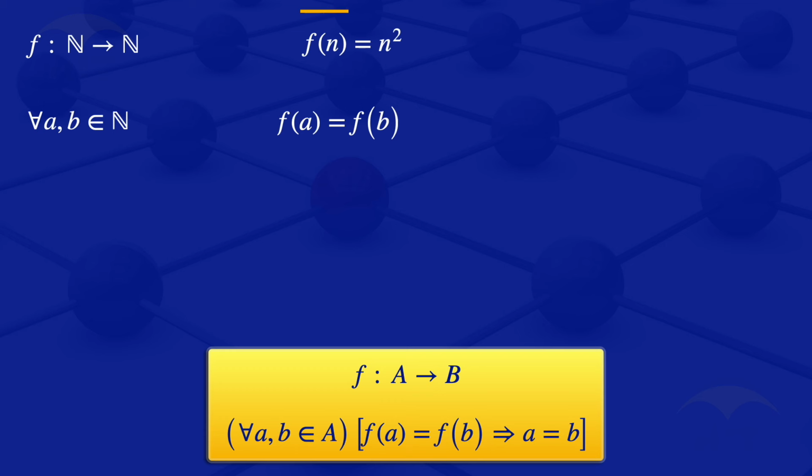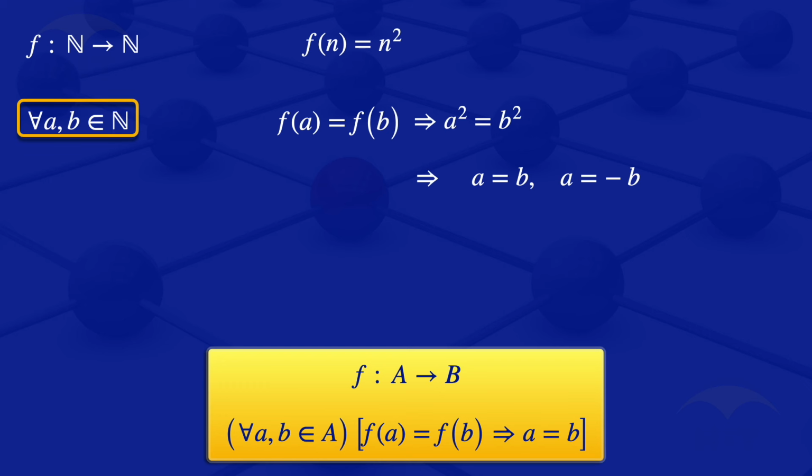Using the definition here, our f of a is a squared and our f of b will be b squared. So we'll have a squared equals b squared. Then take square roots on both sides, so that we have a equals the square root of b squared, and then our a is equal to b, or a is equal to minus b. But we are looking at the set of natural numbers here. Our a and b are natural numbers. Natural numbers are the counting numbers, the 1, 2, 3, and so on.